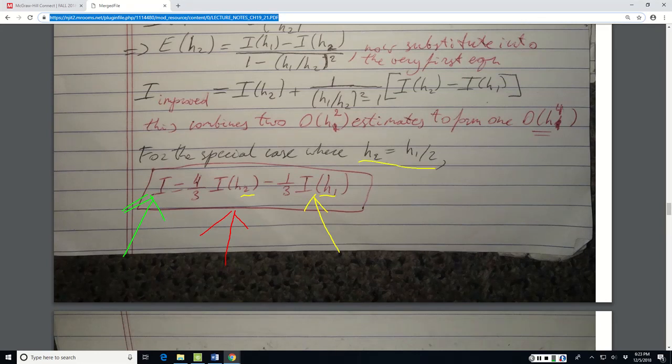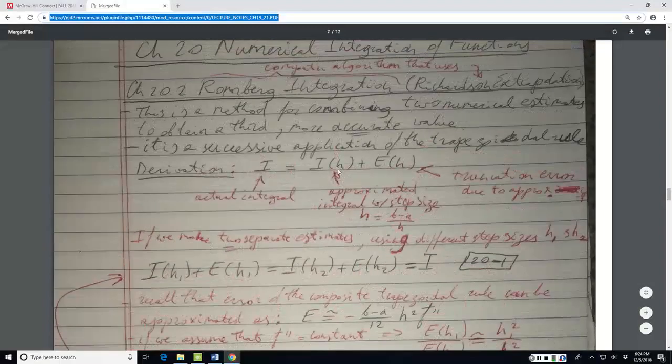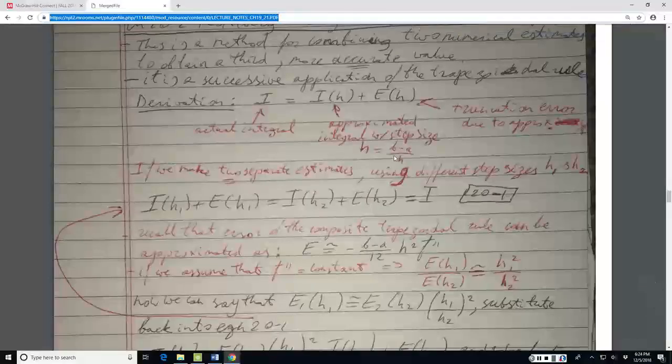Another requirement is that h2 has to be half of h1. So these step sizes are related to each other. So that's kind of the end of the chapter. To get to this end, we have to understand the derivation. And the derivation starts here.